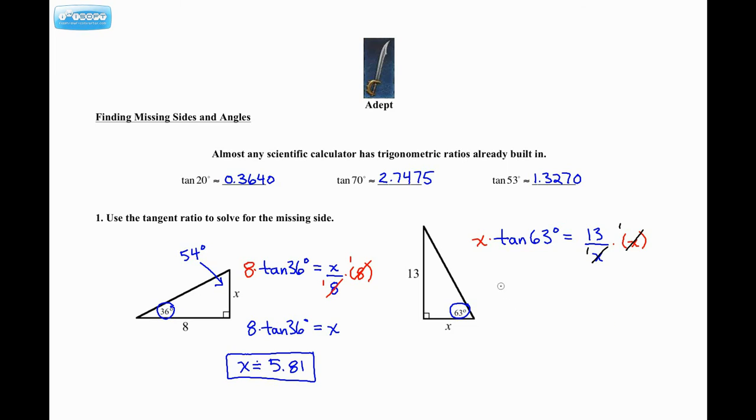So now I have x multiplied by the tangent of 63 degrees. That is equal to 13. Well, if I want x by itself, I need to get rid of this tangent 63. Again, this is just a number. Because they're being multiplied together, I can undo that by dividing. But I have to divide both sides.